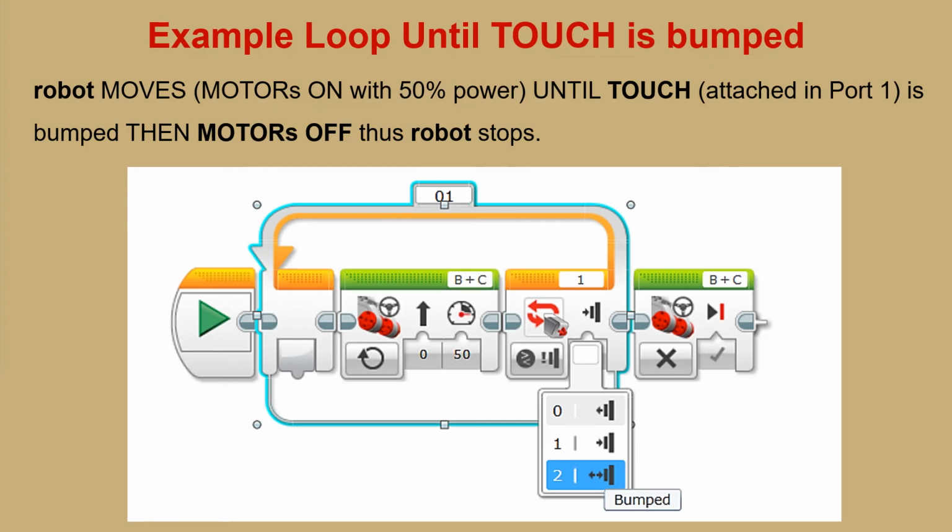Okay, so this is an example of a loop, and it's going to loop until the touch sensor, can you see the touch sensor is port number 1, and it shows a picture of a touch sensor, and then you've got to choose which one. Option number 2 is then bumped. So if you read the whole code, you'll see that the loop will continue until the touch sensor, which is attached to port number 1, is bumped. If you've put the motors on inside the loop, you do need to put the motors off outside the loop.